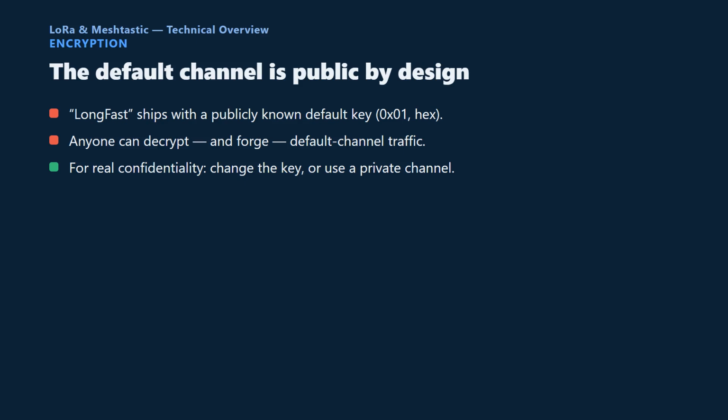Here is the part every operator on this default channel needs to know explicitly. The primary channel ships with a publicly known default key, a single byte, hex 01. That is the key behind the public LongFast channel every new device joins out of the box. Because that key is published in the open source firmware itself, anyone can decrypt and forge default channel traffic. This is intentional. It gives you an interoperable public mesh on day one. If you want real confidentiality, change the pre-shared key or create a private secondary channel. Key length options are no encryption at all, AES-128 or AES-256.